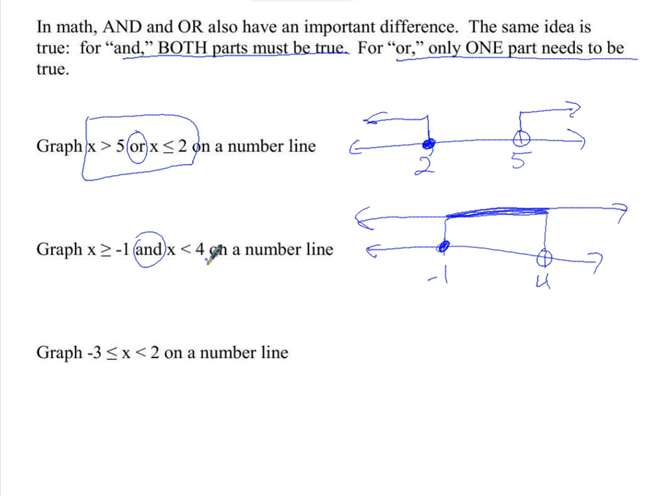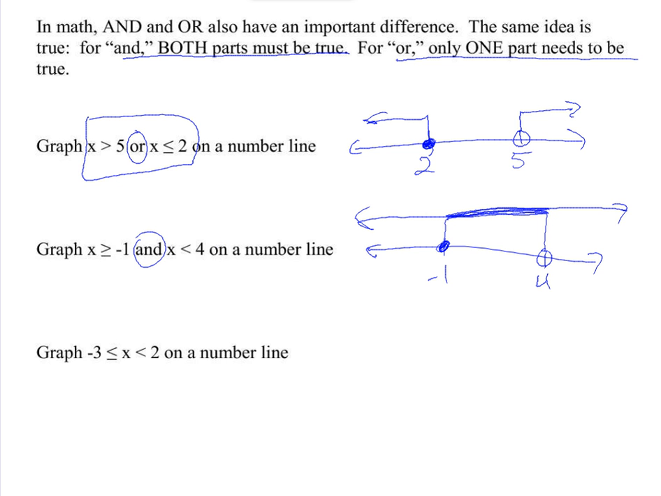So 0 would work. 0 is greater than or equal to -1. 0 is less than 4. So 0 works. And anything in between will work. But if I were to pick -3, let's say, -3 is not greater than or equal to -1. So we're already false here, and because of the and, we have a false statement. The same thing will be true over here if I pick +5. +5 is greater than or equal to -1, that's true. But we have and, +5 is less than 4, that's false. So that statement then is false.